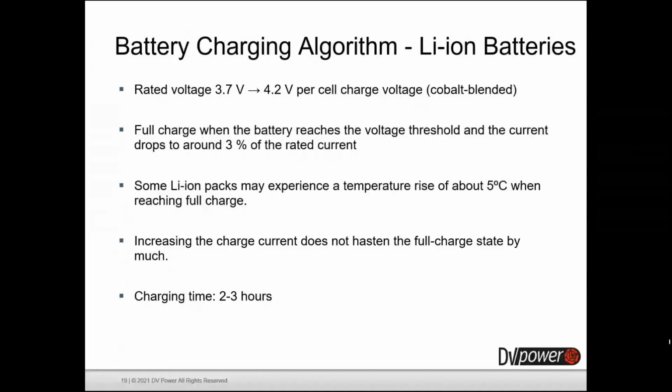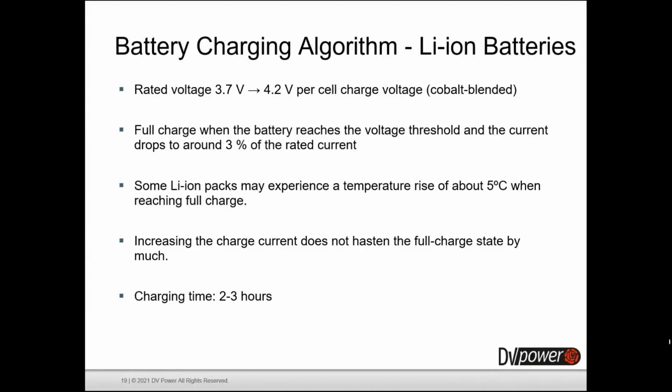Full charge of lithium-based batteries occurs when the battery reaches the voltage threshold and the current drops to around 3% of the rated current. Also, a battery is considered fully charged if the current goes down and cannot go any lower, and you can spot that for a certain amount of time the current is low. For example, 0.something amps, and it doesn't go any lower, so you can stop the charging process because your battery is charged.